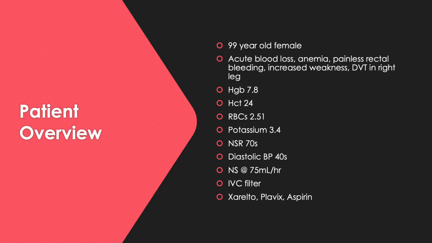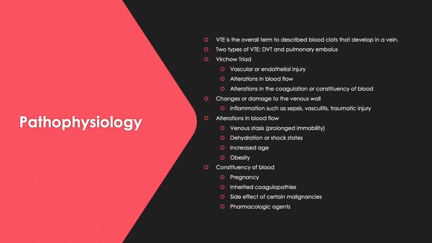Some of the medications the patient was taking were Xarelto, Plavix, and aspirin. Xarelto is an anticoagulant that prevents DVT. Plavix is an antiplatelet blood clotting prevention drug, and aspirin is a low-dose blood thinner. Venous thromboembolism is the overall term to describe blood clots that develop in a vein. There are two types of VTE, DVT and pulmonary embolus.